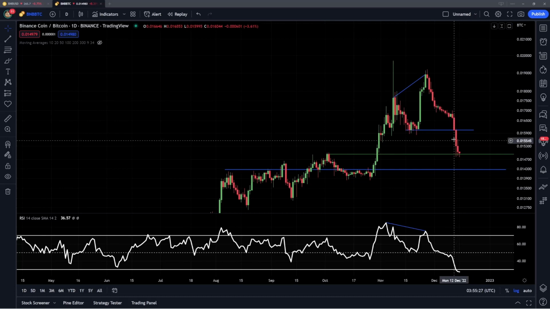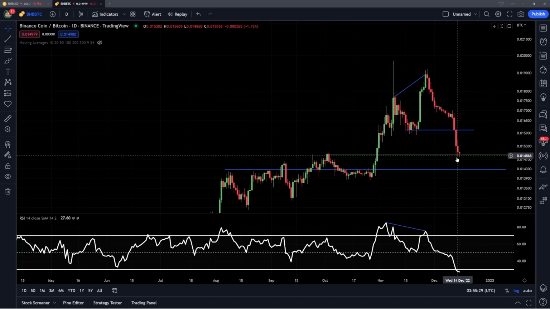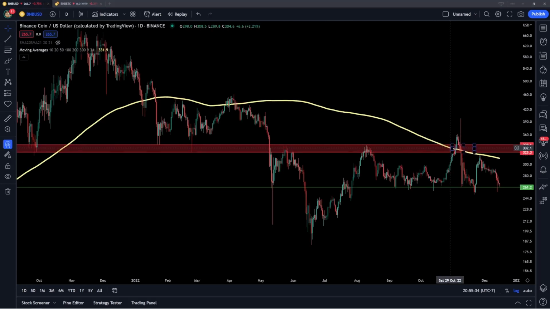So even if this continues to drop and we continue to lose support, that doesn't necessarily have to be bearish for the BNB USD pair. That could just mean that Binance Coin continues to consolidate in this longer term range. We've got from $260 all the way up to around $340.